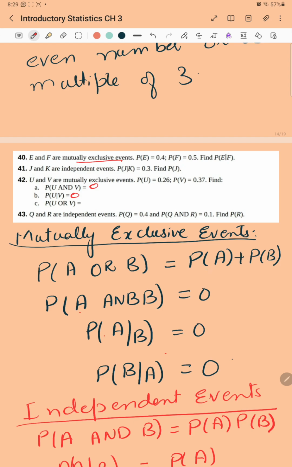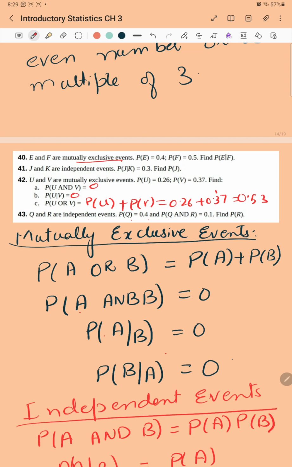U or V will be equal to probability of U plus probability of V, which is equal to 0.26 plus 0.37, which is equal to 0.53. Q and R are independent events.